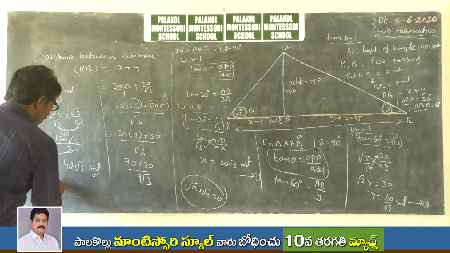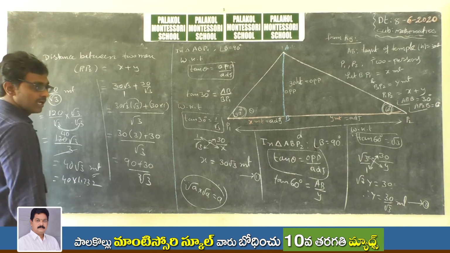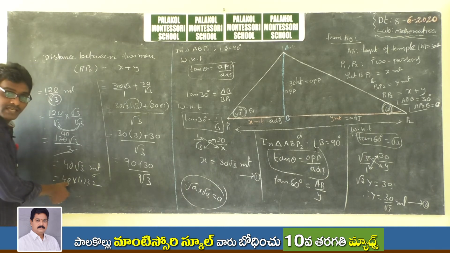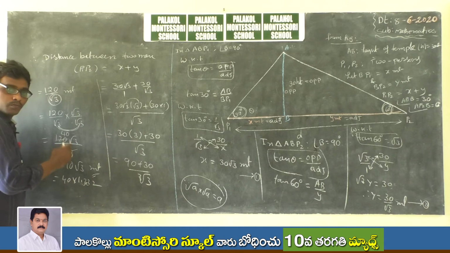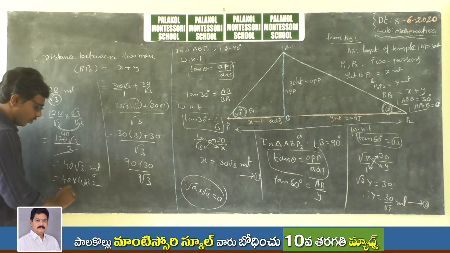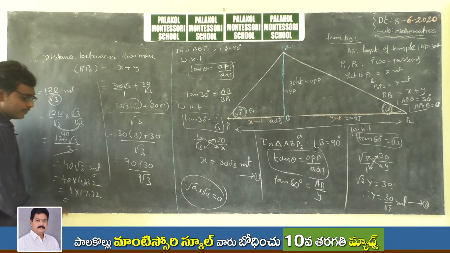1.732. That means 40 into 1.732. Here 41 0 is there. That means this decimal is moved to the right side. 4 into 17.32. This 4 is multiplication.